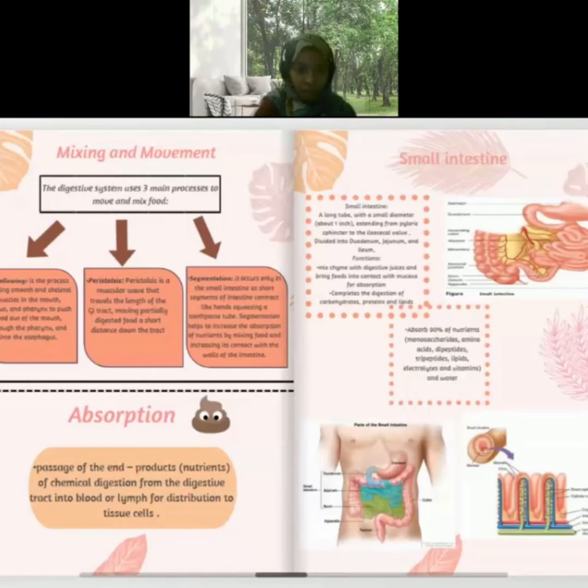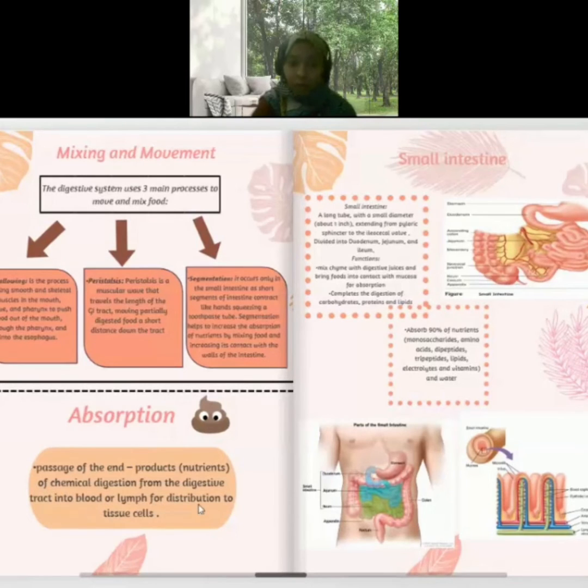For absorption, it is the passage of the end products, the nutrients of chemical digestion, from the digestive tract into blood and lymph for distribution to tissue cells.